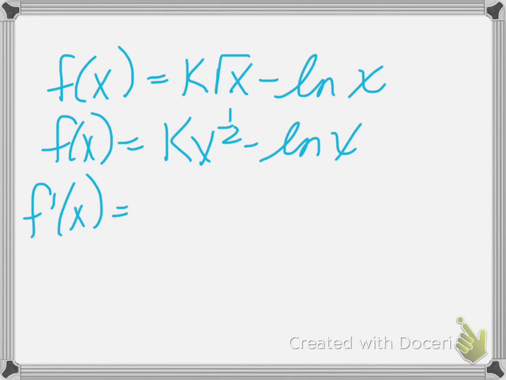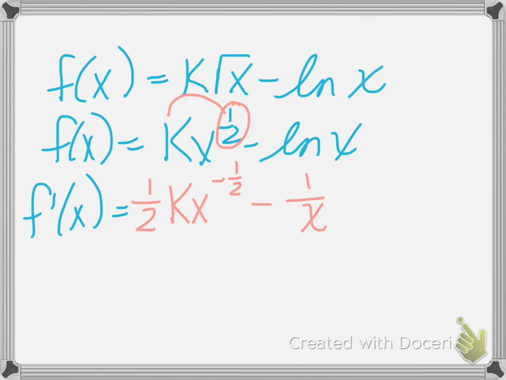Remember they said that k was a constant, so you're going to bring down this 1/2 and multiply it by k, which just gives you 1/2 k x, and then you're going to do 1/2 minus 1. So 1/2 minus 2/2 is negative 1/2. Minus the derivative of ln of something, which is 1 over that something times the derivative of the something, but the derivative of x is just 1. Okay, so that was the answer for part 1 of A.